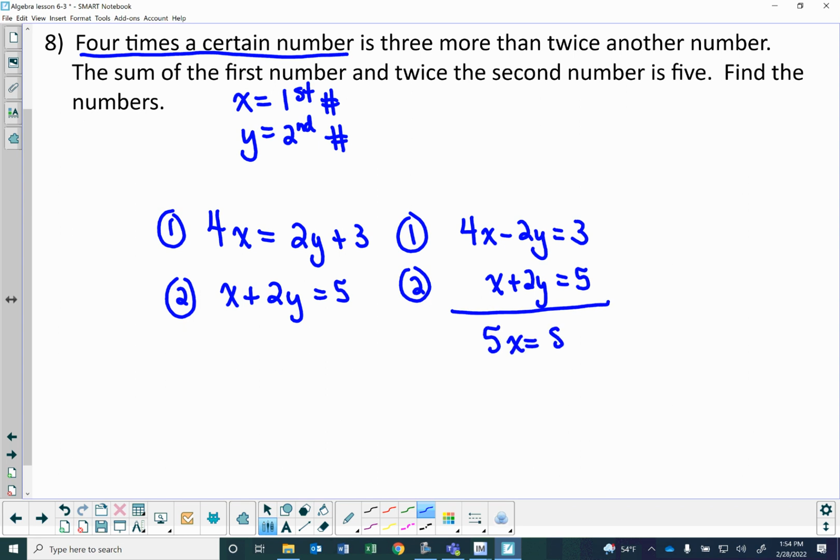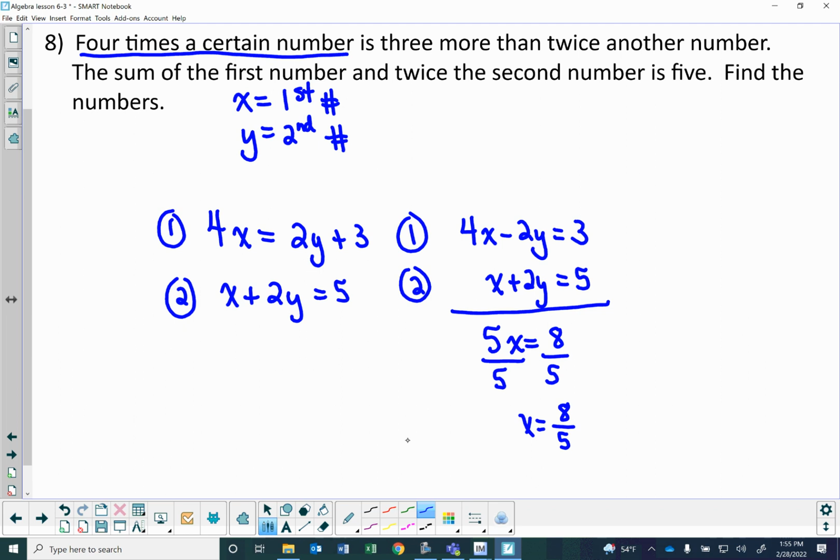And you're like, ugh, I get a fraction. That's okay. Sometimes you can get fractions. Fractional answers are reasonable answers at times. In this case, yes. Divide by 5. So x is equal to 8/5. I would not change this to a mixed number, because if you change it to a mixed number, you're going to have to put it back into an improper fraction to solve the equation.